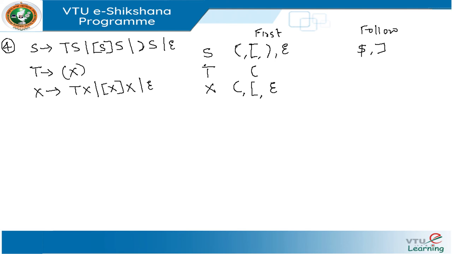The next non-terminal is T. Here, if we see the first production, and in the first production, if we consider the first alternative, then S can become epsilon with the substitution by the production S derives epsilon. So T becomes at the end, hence follow of T is equal to follow of S. So dollar and closing parenthesis are already present in the follow set.